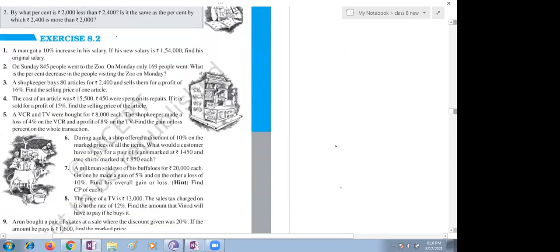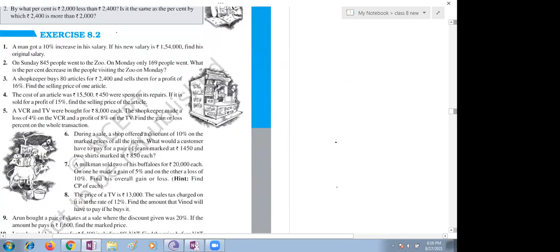This is the question. Coming to exercise 8.2: a man got a 10% increase in his salary. Understand the question: increase in salary. If his new salary is 1,54,000, find his original salary. Ma'am, 110% is equal to 1,54,000. Increased means 110%. Suppose the original salary is 100%. Increased means 10% increased, so 1,54,000 into 100 by 110. 100% is the question mark.